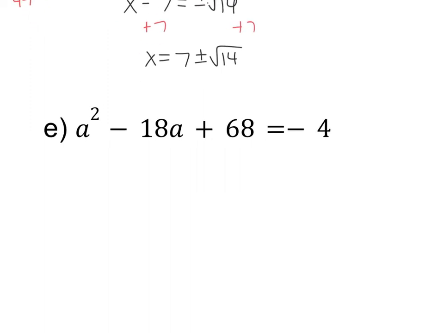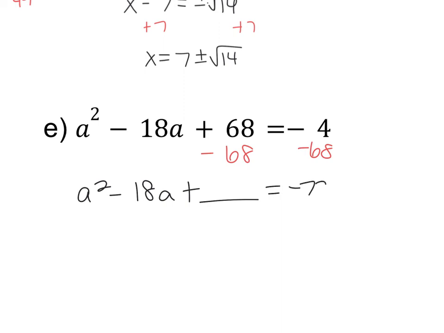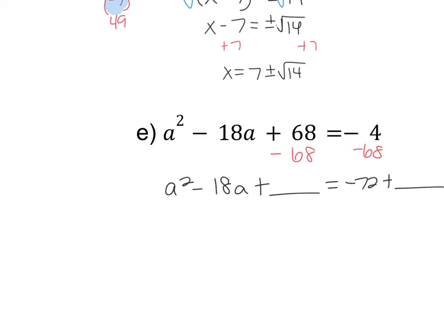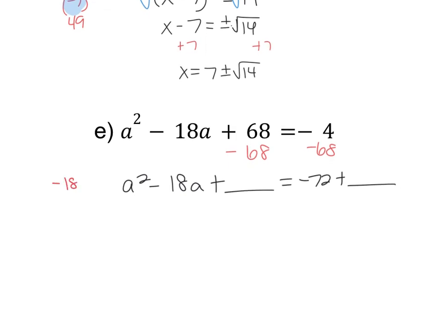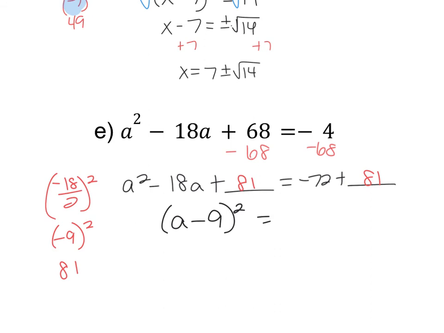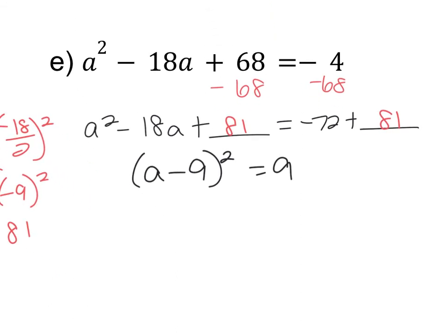Okay, another one. So let's go ahead and move that 68 over. So a squared minus 18a plus blank equals, what would that be? Negative 72 plus blank. Okay, so negative 18 divided by 2 squared would be negative 9 squared, which would be 81. So add 81 to both sides. Factor this as a minus 9 squared equals 8, 9, 10. No, it's not right. Can't do math this morning, sorry. So that would be 9.